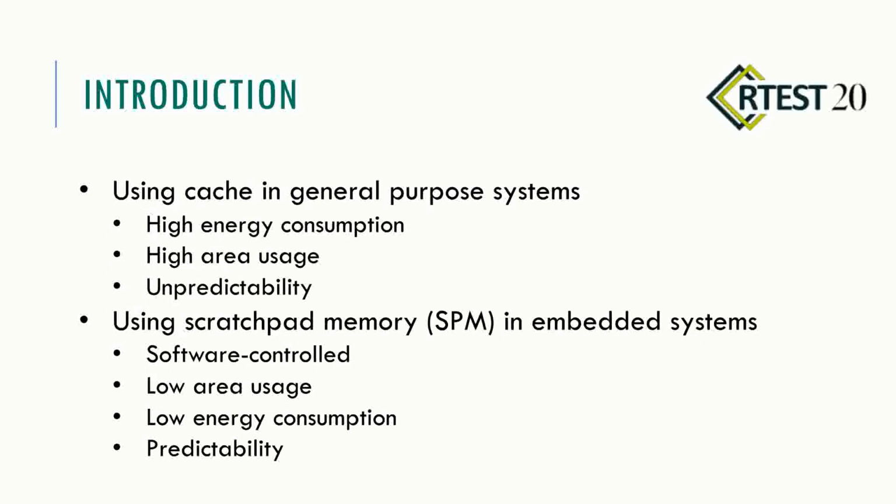In general purpose systems, cache is used as on-chip memory. Because cache is hardware controlled, its energy consumption is high, it's not area efficient, and the access time to cache is not predictable. Because of these reasons, we use SPM as on-chip memory in embedded systems.